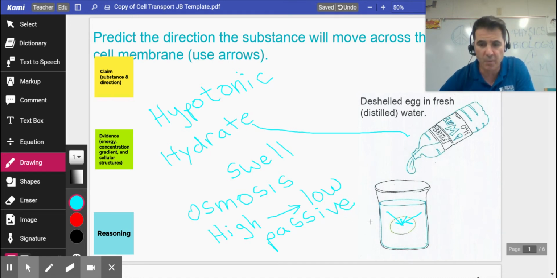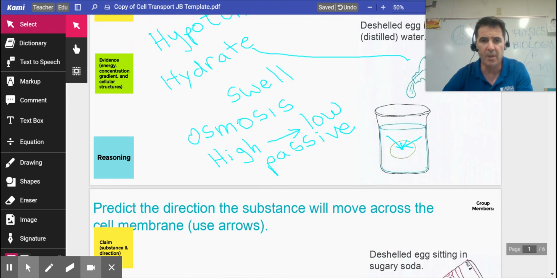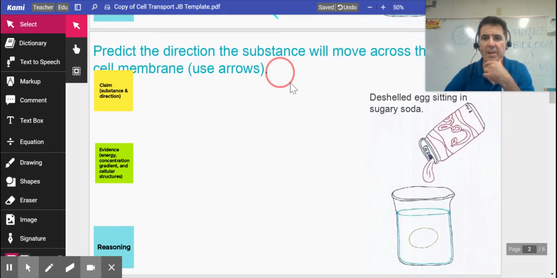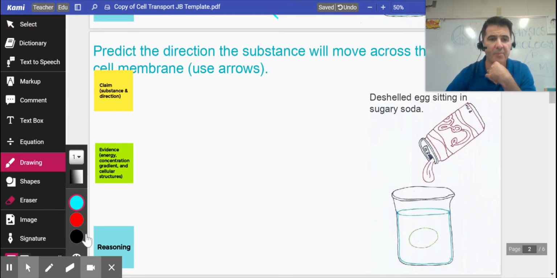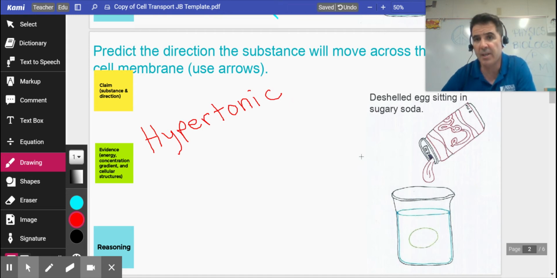On the next page, which I think we can get down to, let's see if we can go down to the next page. There we go. So on the next page, the egg is sitting in soda, right? And since the egg is sitting in soda, this is going to be hypertonic. A hyper means very, and so this has very much stuff in it. A lot of sugar in this case. In some cases, it could be a lot of salt or minerals or whatever it is. So this is going to be hypertonic because it has a high concentration of stuff.